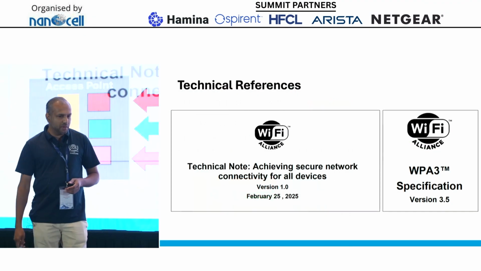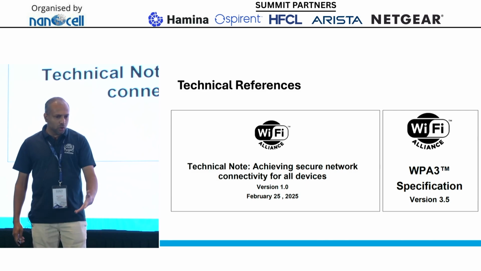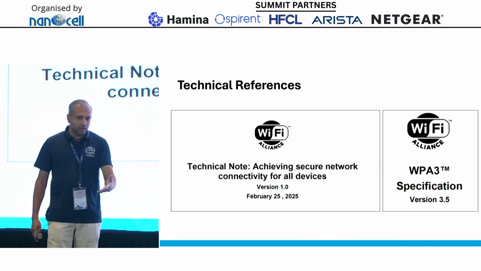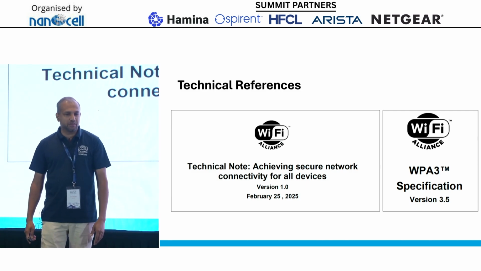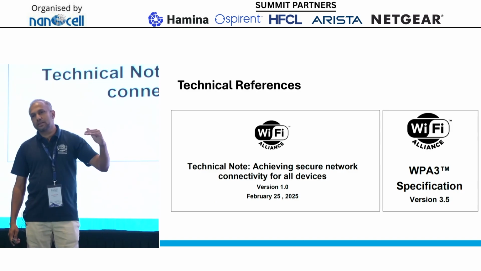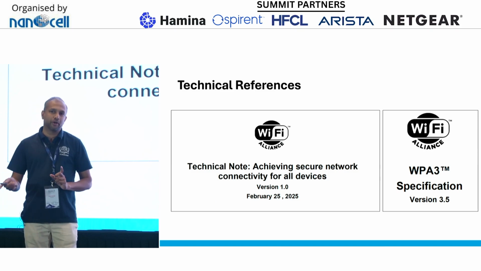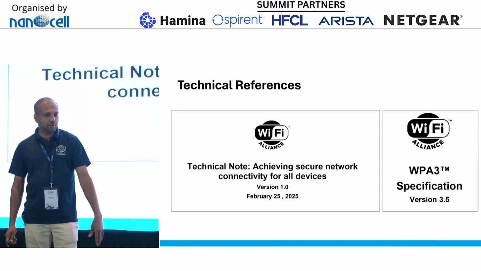Where you can find this information, you can refer to these two documents, both released in February this year: the Wi-Fi Alliance WPA3 specification and the technical note. They have a lot of things listed there. From the client point of view, what are the things you should avoid? These are the two references for my presentation.